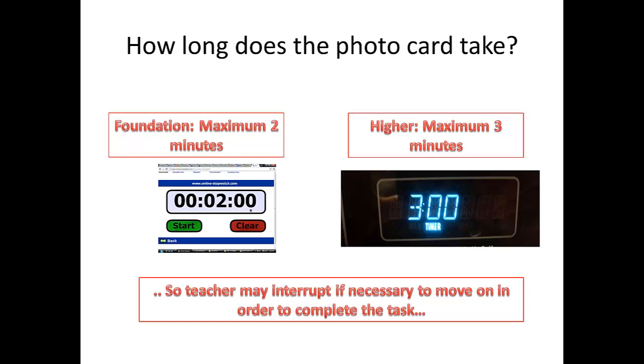The time limit for this has got a maximum. So for the foundation, we mustn't go over 2 minutes. For the higher, we mustn't go over 3 minutes. So that's really important. And you know, the teacher may interrupt if we can see you're just going on and on on that first one, for example. We may interrupt so that we can get into the other questions, because we've got to complete all 5 in that time limit.